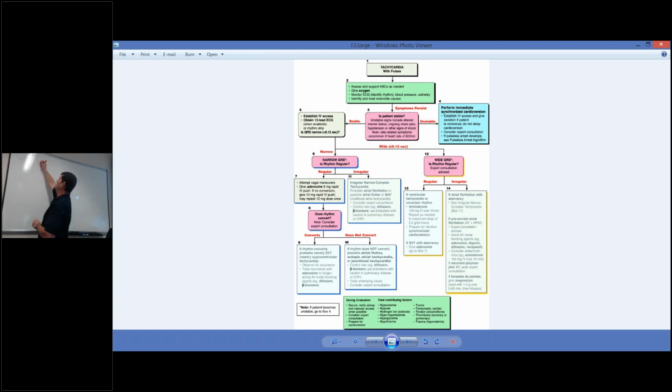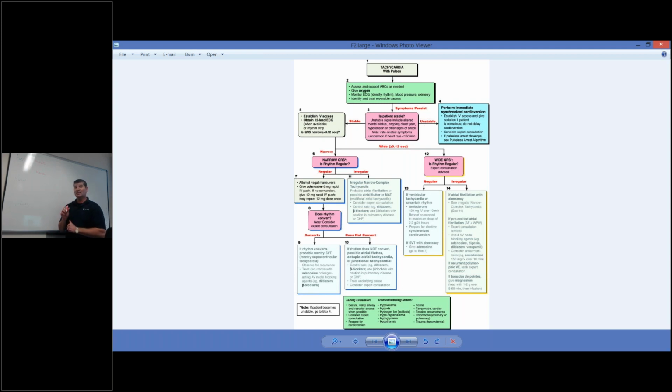When I look at a fast rhythm, a big thing I want to know is: is it wide or is it narrow? When I'm talking wide, I'm talking greater than 0.12. So is it wide or is it narrow? You guys should be able to look at this and tell real easy.